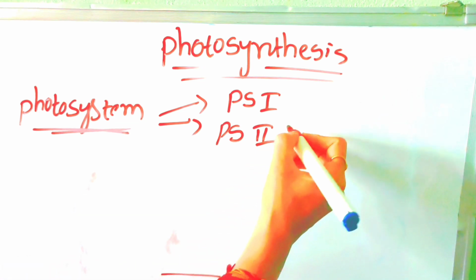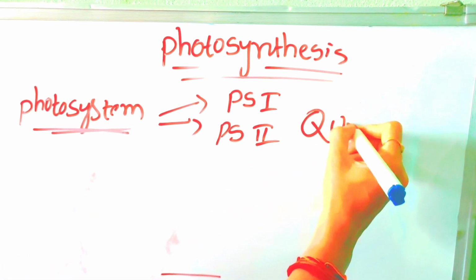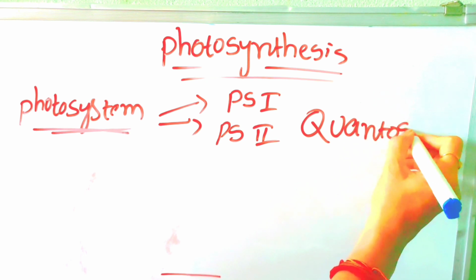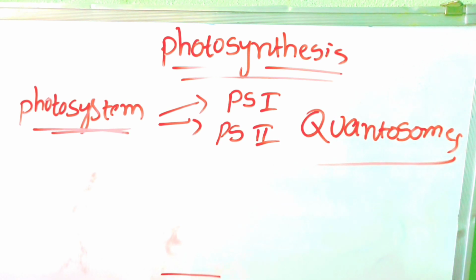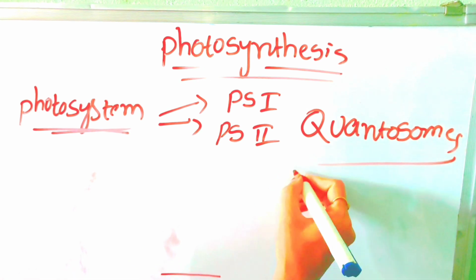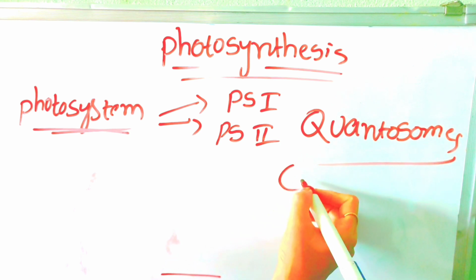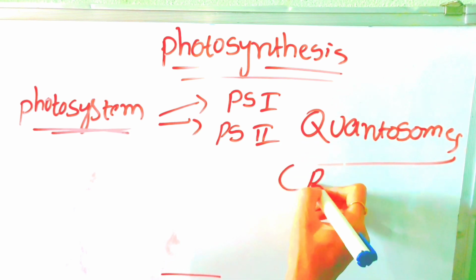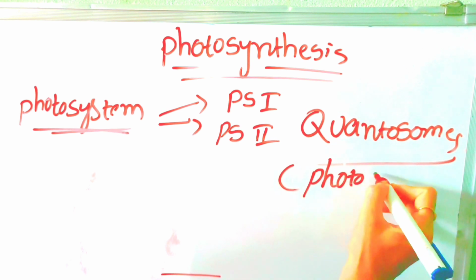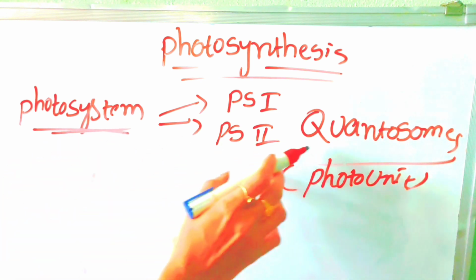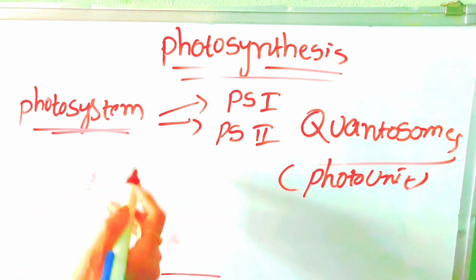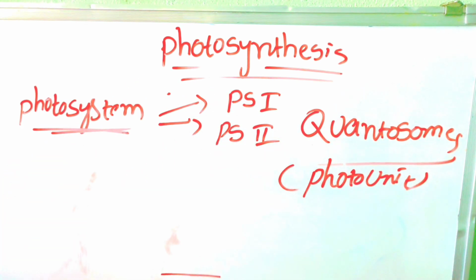Next, very important pigment units are called quantasomes. A quantasome is a collection of photosynthetic pigments used during photosynthesis. Another name of the quantasome is the photosynthetic unit complex. Okay, this is the quantasome. These two important requirements are utilized by photosynthesis.